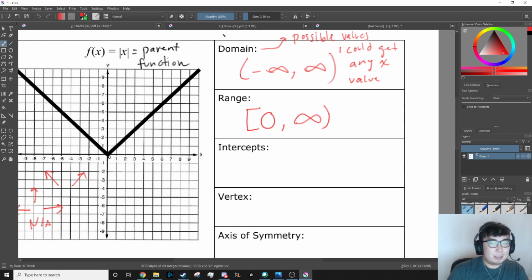The x-intercepts, we know that the x-intercept, it touches here, right? So that would be x equals 0. And my y also touches here, which is y equals 0. So there's only one intercept in our parent function.